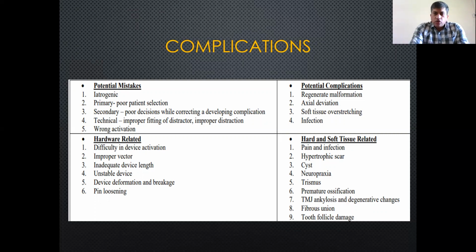Potential complications include malformation of bony regenerate, axial deviation of the distraction leading to axial deviation of the bony yield, overstretching of the soft tissues, which can lead to soft tissue breakdown either intraorally or extraorally, subsequently leading to development of infection. Hardware related complications can be difficulty in device activation, improper vector of the device, inadequate length of the device. We wanted 20 millimeters of distraction, but we have selected only 15 millimeters of distractor device. So that is inadequate device length.